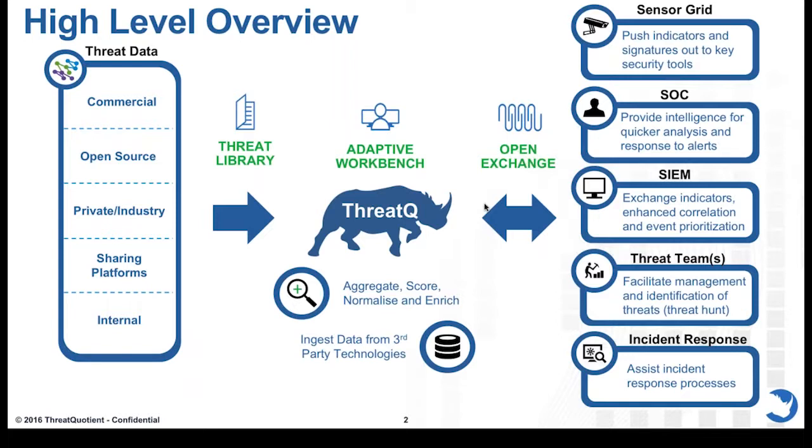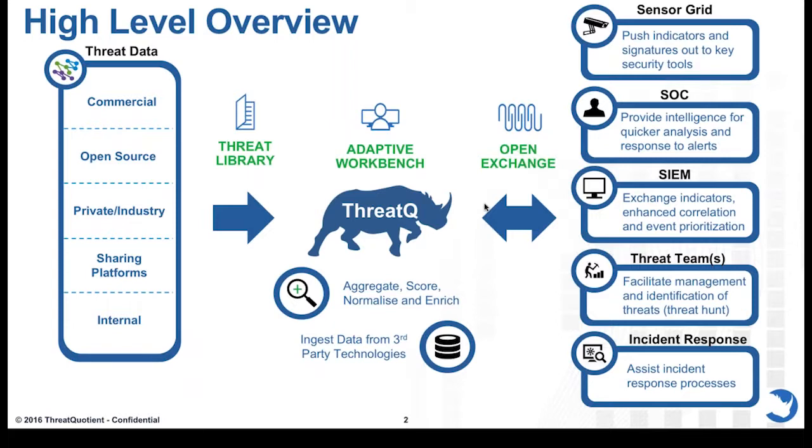Now let's take a look at some of the things on the right-hand side here, these components we can integrate with. So first of all, we've got the concept of the sensor grid. ThreatQ can create signatures and rules from the threat intelligence data that we bring into the platform. Those signatures and rules can either be manually created and manually dropped onto a target device like a firewall or an IPS system, or you can automate the process and pass that data out directly.